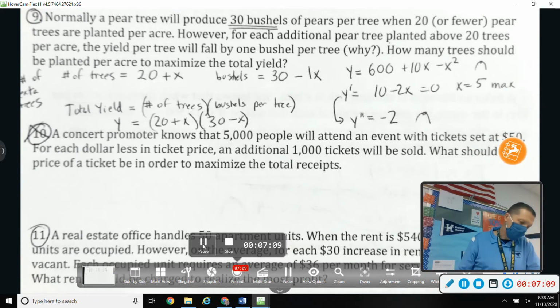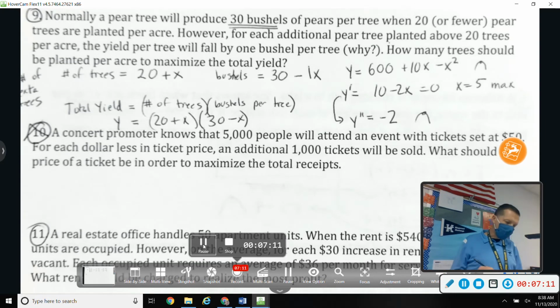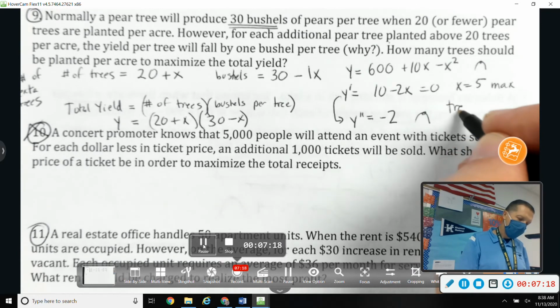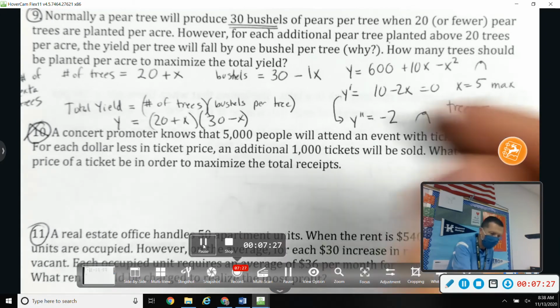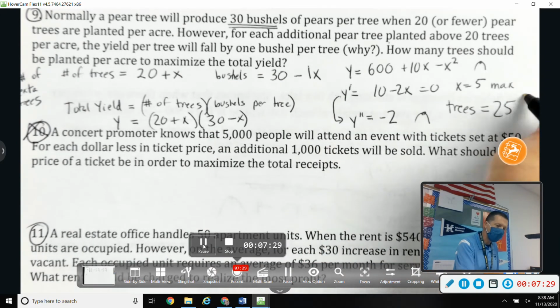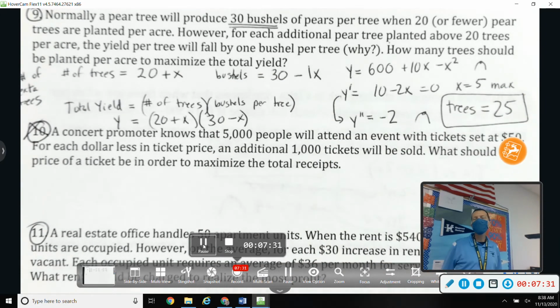But let's go back and answer the right question. How many trees should be planted per acre to maximize the total yield? So how many trees should we plant? 25. 5 extra ones, but that wasn't the question. The question was how many trees should we plant? Well, 25 trees. So always when you finish your calculus, make sure you go back and read the question, because there's always 3 or 4 different things we could ask for.